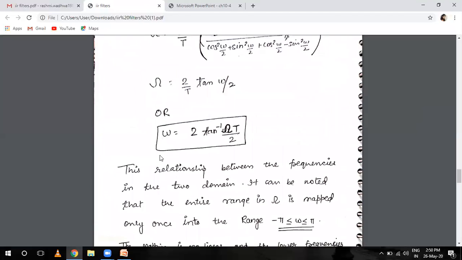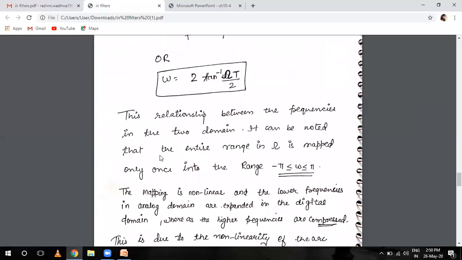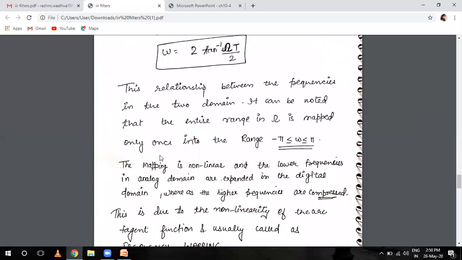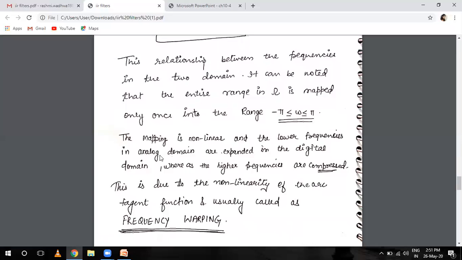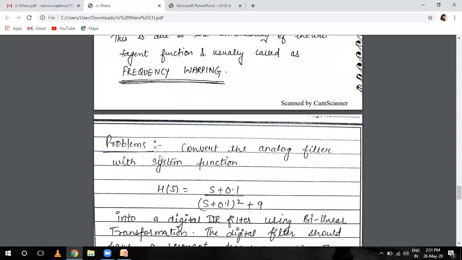And then this relationship between the frequency in the two domains, it can be noted that the entire range in omega is mapped only once into the range, then omega is between minus pi to pi. The mapping is non-linear and the lower frequencies in the analog domain are expanded in the digital domain, whereas the higher frequencies are compressed, and this is due to the non-linearity of the arc tangent function and is usually called frequency warping. We call this frequency warping.